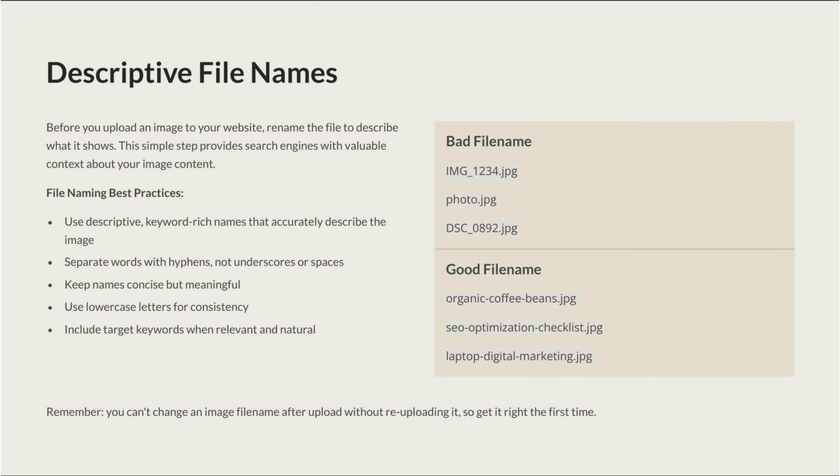Descriptive file names are crucial for image SEO. Rename images with keyword-rich descriptive names like organic-coffee-beans.jpg. Use hyphens to separate words, keep names concise, and use lowercase letters. Avoid generic names like img234.jpg. Remember, file names can't be changed post-upload, so ensure accuracy initially.